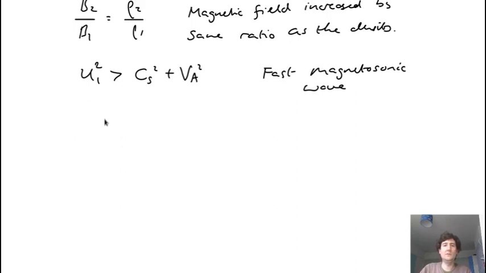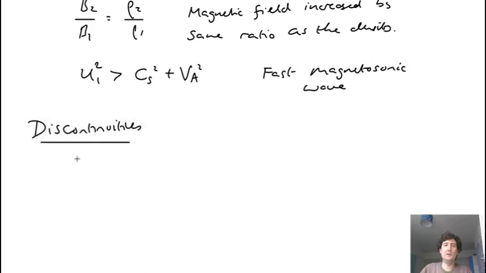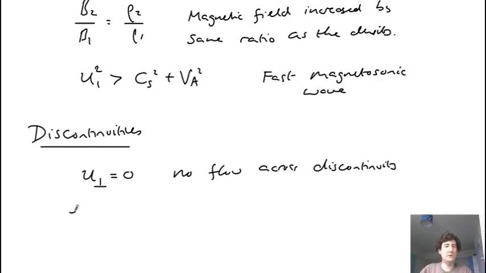So the other thing I want to discuss is discontinuities, and these are essentially jumps which occur when there's no fluid flow across the jump. So this is where we have u perpendicular equal to 0. So there's no flow across the discontinuity, but there's still a change in density and pressure and magnetic field across a narrow layer. And these can be important in several different regions. They can be important if you have two different fluids on top of each other or sitting next to each other.